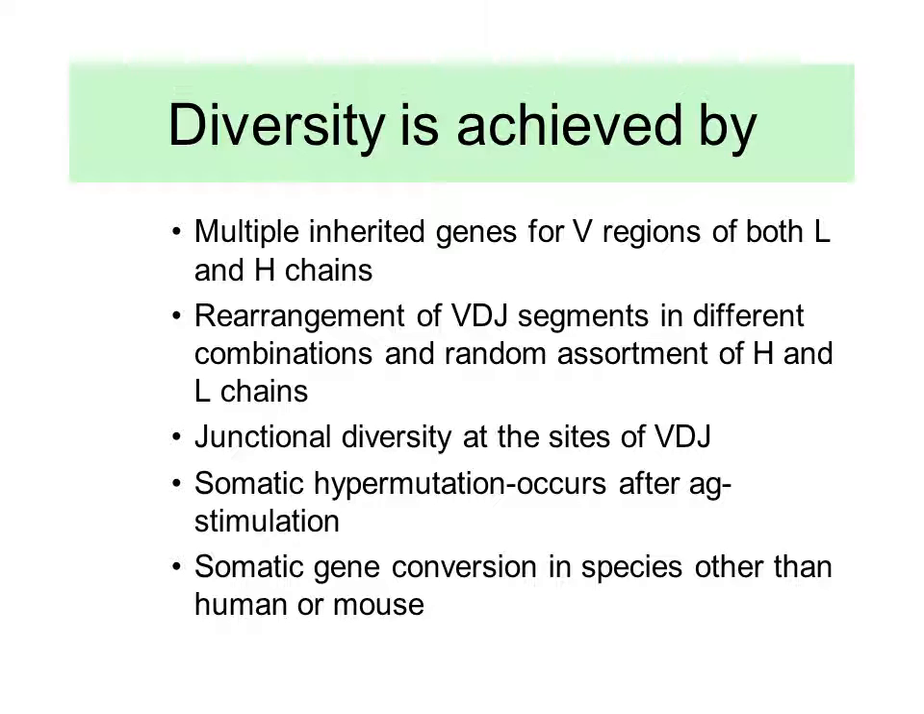Now, the idea basically in this whole concept of the genetic basis of antibody structure is that we have inherited genes for variable regions for both light and heavy chains, number one. Number two is that we have rearrangement of VDJ segments, and different combinations and random assortment of heavy and light chains can be done. Number three, we have this ability, junctional diversity at the sites of VDJ.